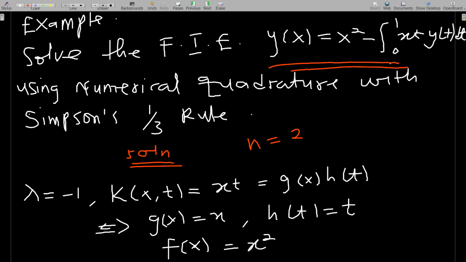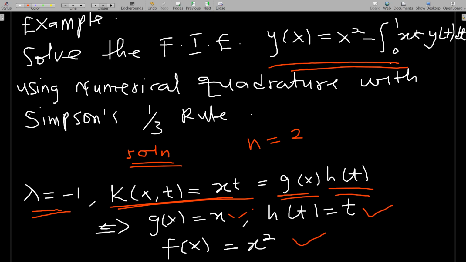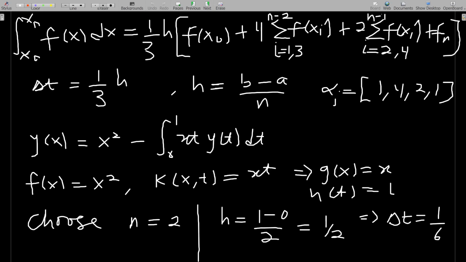So from this, y of x equals s squared minus that, we have our lambda to be equal to -1, our k of xt to be xt, meaning this can be written as g of x times h of t, meaning that g of s is x, h of t is t, and my f of x in this question is what? S squared. You know all these well. Then let's go to the formula.